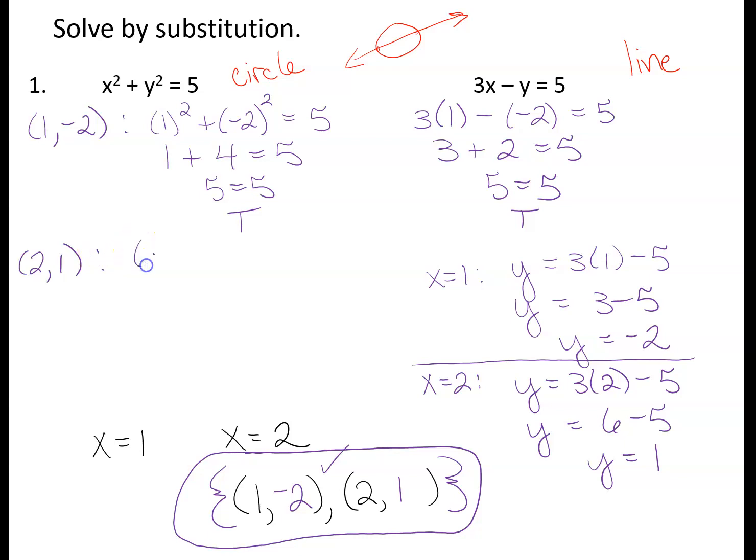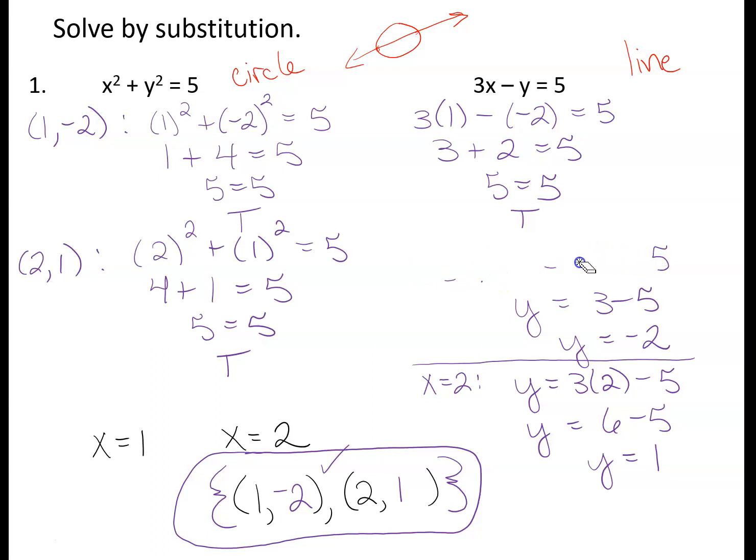First equation would be 2 squared plus 1 squared should equal 5. 2 squared is 4, 1 squared is 1, and we get 5 equals 5. True. Okay, looking good. And then we check the second ordered pair in the second equation.